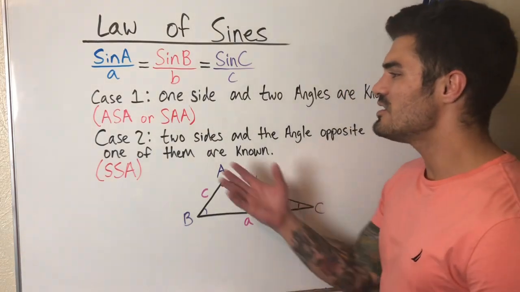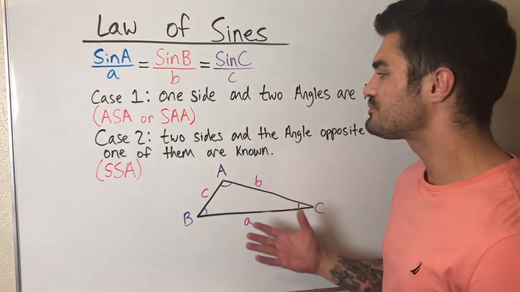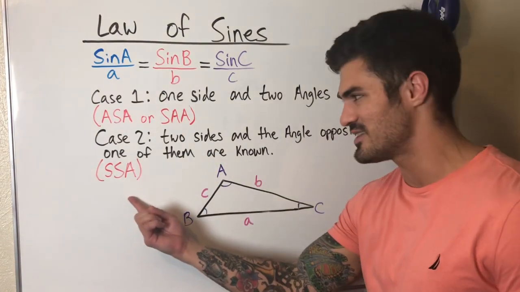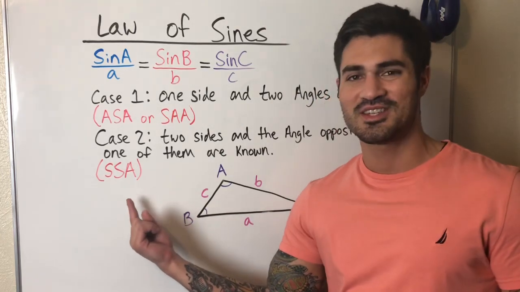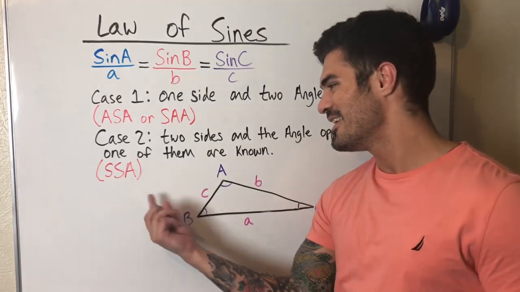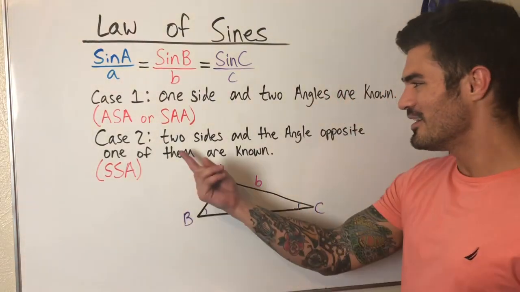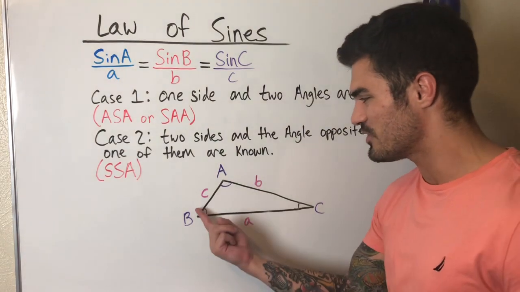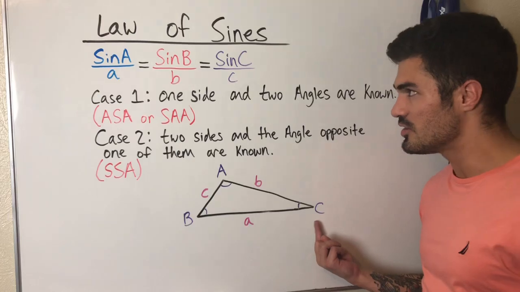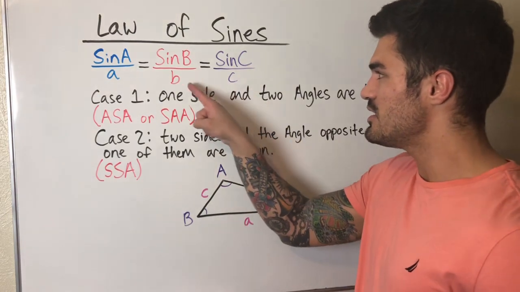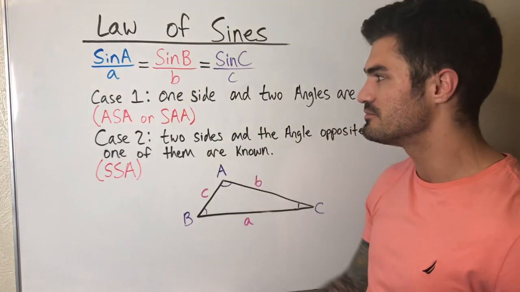Case two: two sides and the angle opposite one of them are known. So this will be SSA, and you could also write it as ASS, I guess. Maybe your math teacher has a sense of humor and you can write that on your exam, but typically we write it as SSA. Either way, I don't really care. Two sides and the angle opposite one of them. So for example, if we had side C, side B, and angle C, we could solve for angle B and go from there.